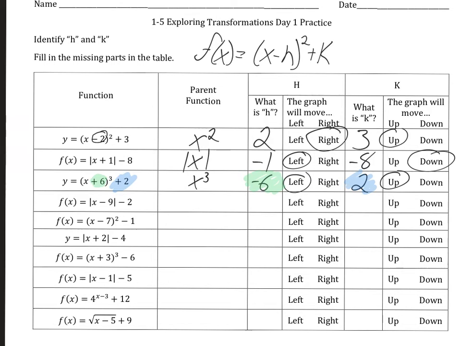Okay, go ahead and tell me everything for the next one. We should have gotten absolute value of x, positive 9. It's going to the right, negative 2, and it is going down. Perfect. Go ahead and try the next one. We should have gotten x squared, positive 7. It's going to the right, negative 1. It is going down.